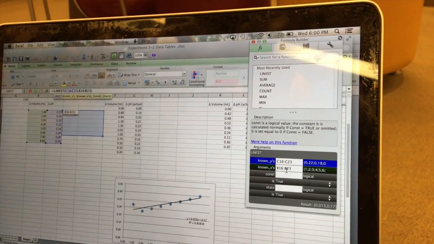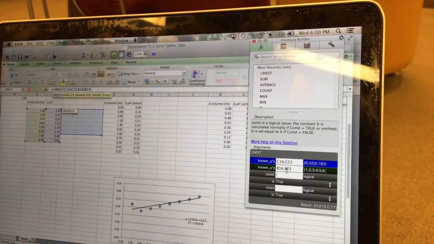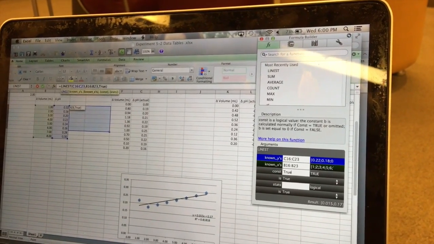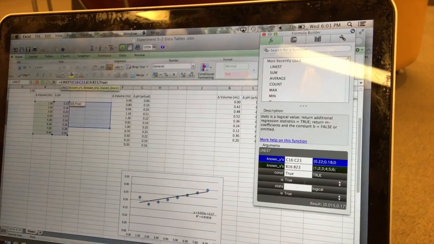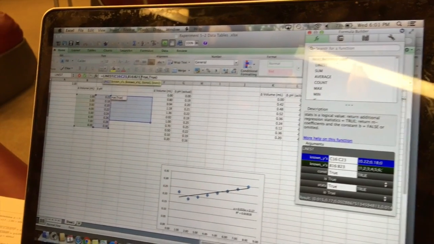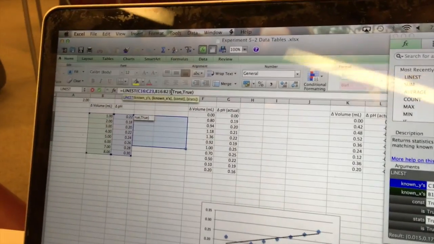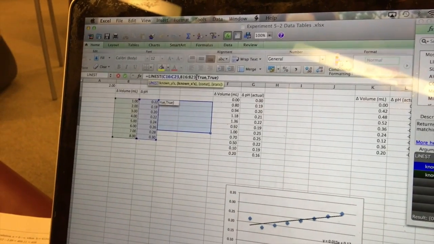Then, if you don't want your y-intercept to be equal to 0, type true. And then type true for the second. Click inside of the function operator, and then Control-Shift-Enter.